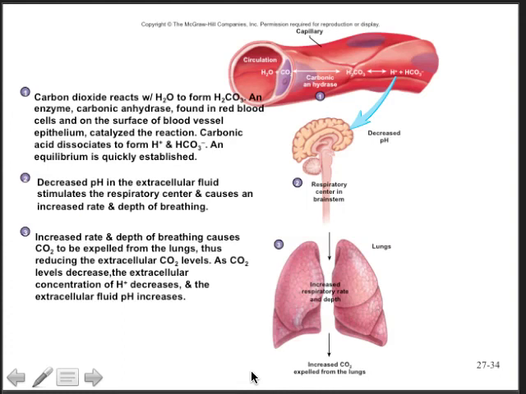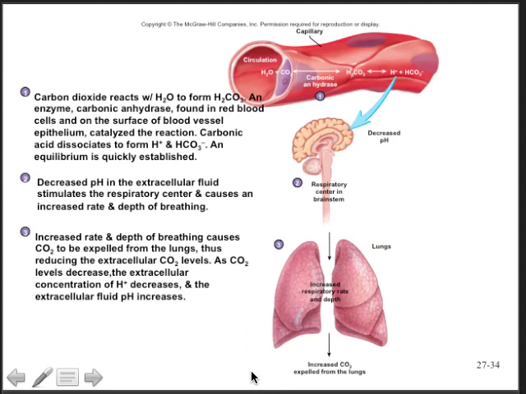Here we're looking at how the respiratory system and the cardiovascular system and of course the hypothalamus regulate these components. CO2 reacts with water to form carbonic acid, which is catalyzed by carbonic anhydrase that you find in erythrocytes. You also find this on the surface of the blood vessel epithelium. The catalyzed reaction is much quicker than the spontaneous one. The carbonic acid dissociates to form protons and bicarbonate, and an equilibrium is established.